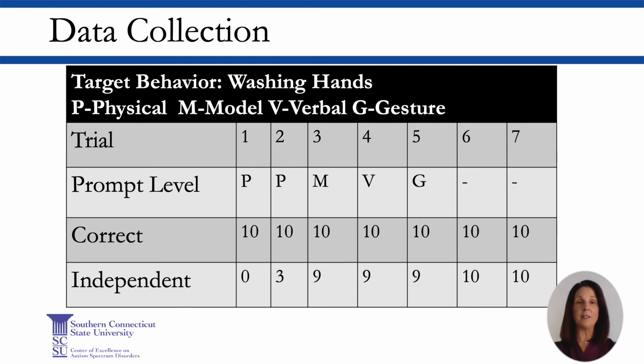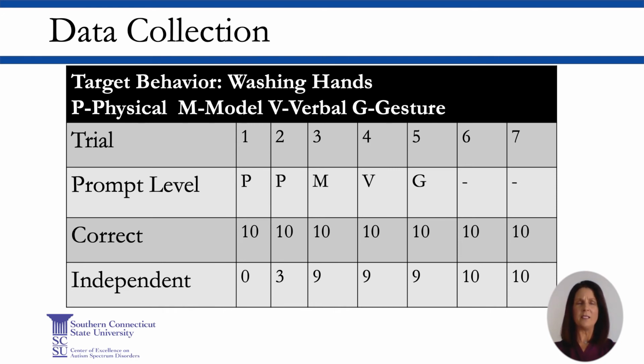If you decided that the prompt is effective, I agree with you. Let's take a look at the reason why. If you notice, the prompt level goes from most assistance to least assistance, and the correct number of times that the student was able to perform washing hands remained the same, even though the prompt was lessened. So that's a victory. And next, if you notice, the number of independent times that the student was able to wash hands increased over time. So the data collection shows that this was successful.